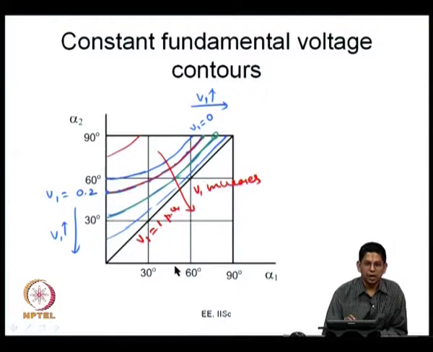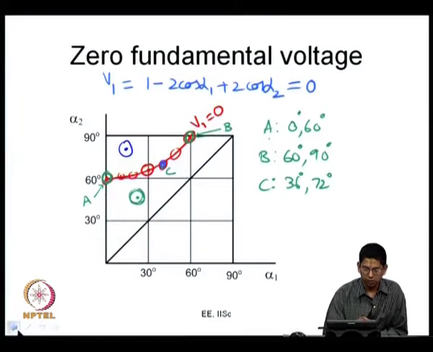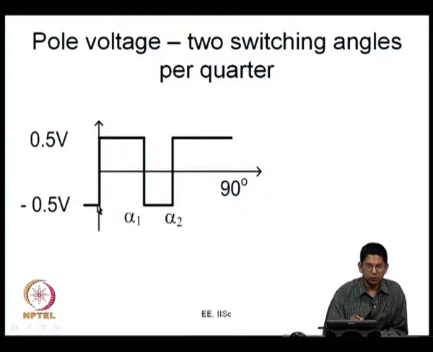In square wave, alpha 1 is equal to alpha 2, the two switching angles come together. So, there is no switching in any quarter, there are only switchings at 0 and 180 degrees. That is, you go back to this waveform, there is only switching at 0, these two come together. So, there will be only one other switching at 180 degrees. So, a phase will switch only twice in a cycle. So, in square wave operation, the whole pole voltage will be a square wave now.